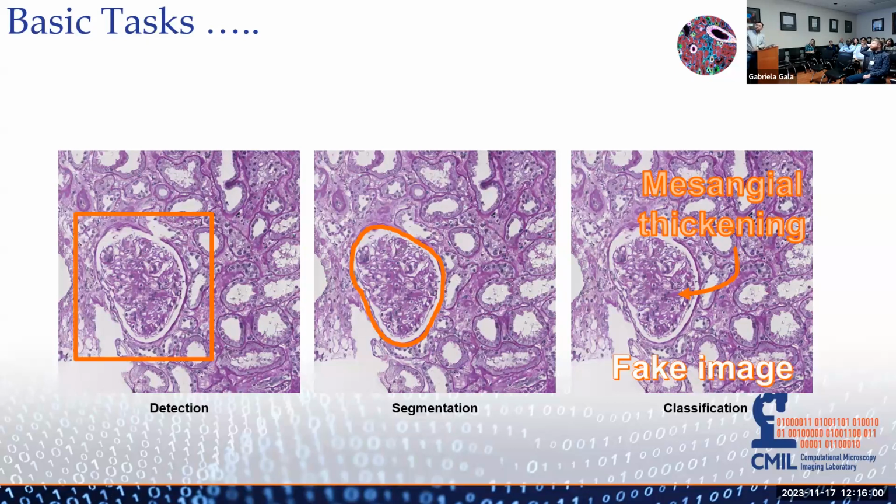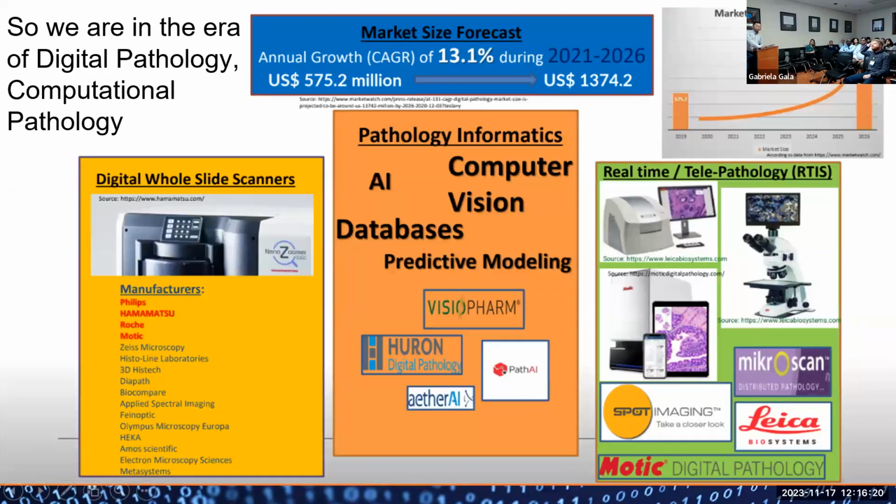And by the way, this is a fake image, right? This is the era of generating images from computers. So this image never existed, but this is a computer generated image. But we don't need to go to that level of sophistication. We can only stick to detection, segmentation, and classification. And the area I'm talking about, which is digital pathology and computational pathology, it's booming, it's emerging, right?